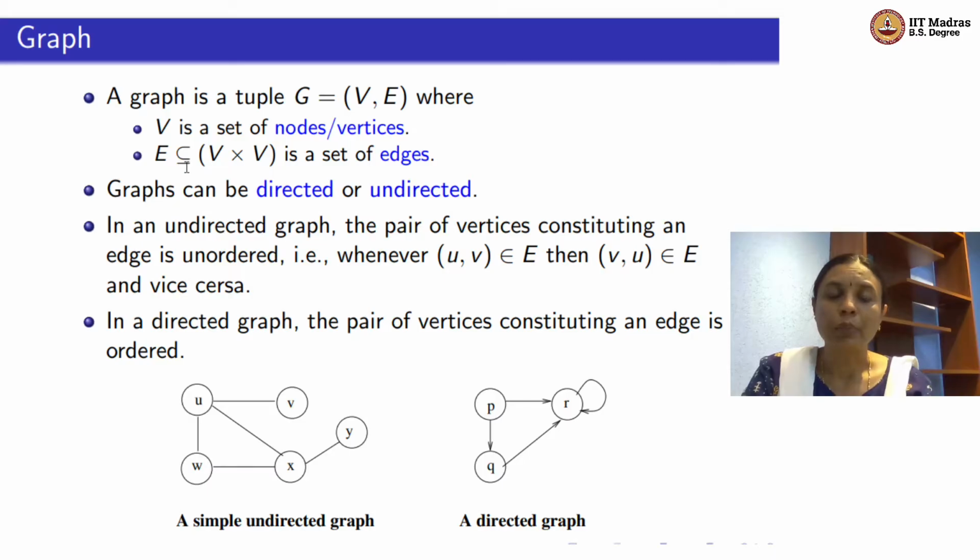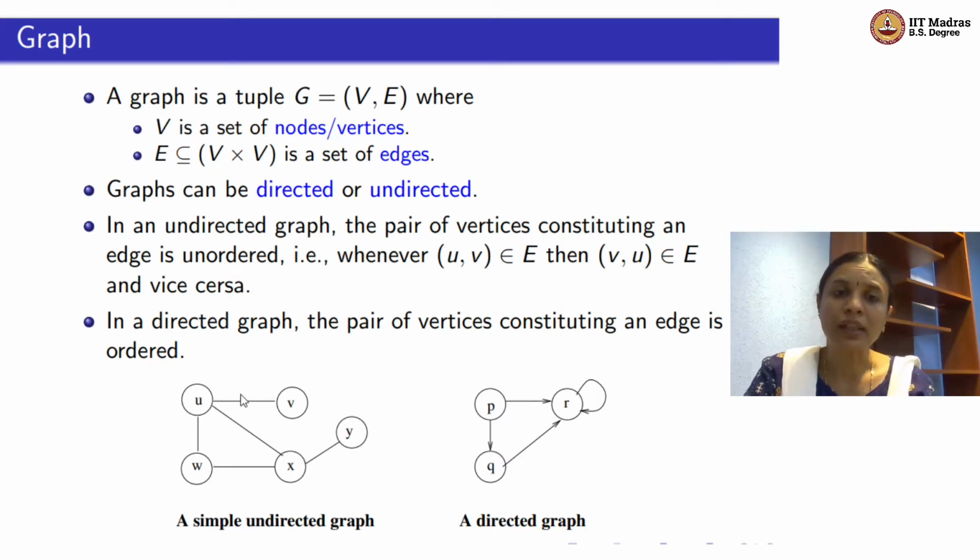And the other one, represented by the set E, which is a subset of V cross V, that is the Cartesian product of the set of vertices V with itself, is the set of edges. In the graph on the left, there are 5 vertices U, V, W, X and Y. We have just named them. You can also name them 1, 2, 3, 4, 5 or A, B, C and so on, just so that we know which vertex is which. In the graph on the right, there are 3 vertices P, Q and R.